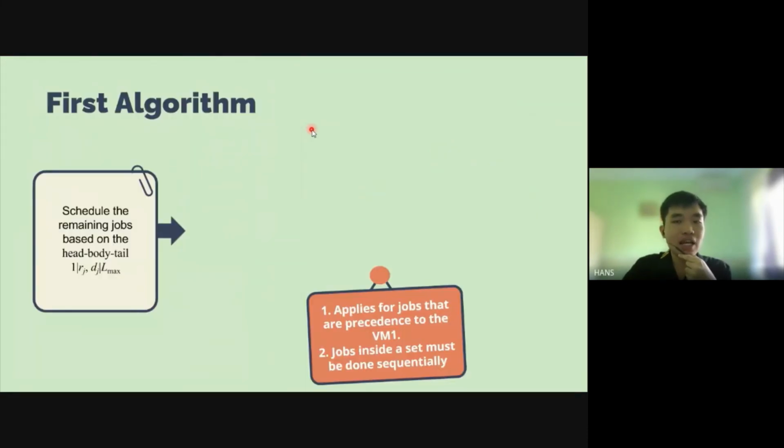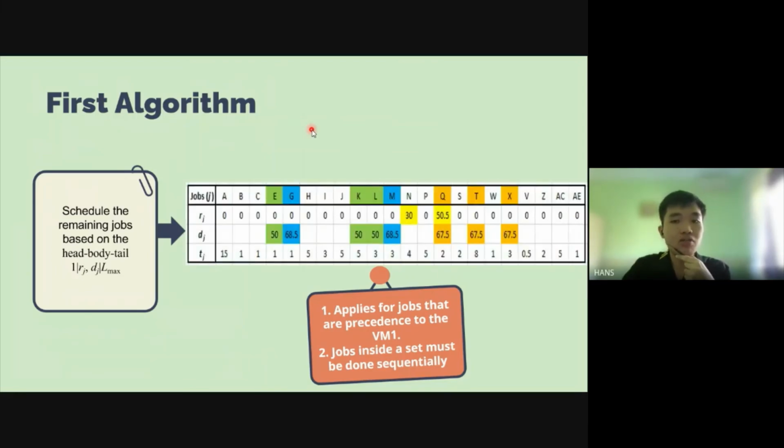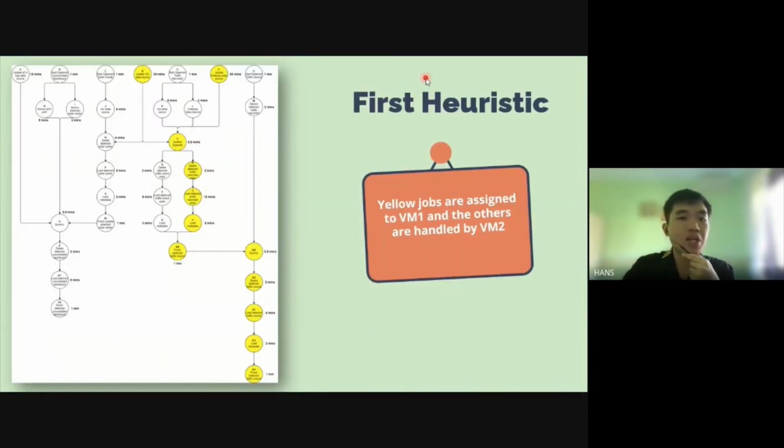Then for the second machine, we use the head, body, and tail algorithm for those jobs that have the precedent constraint to the first machine. So in here, we create several sets. There are 3 sets: A, K, and L in one set, G and M in another set, and Q, T, X in the other set. The reason we need to do this is because we need to consider that the jobs E, K, and L, as a set, must be finished before the job in the first machine starts.